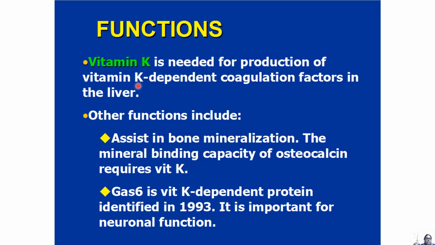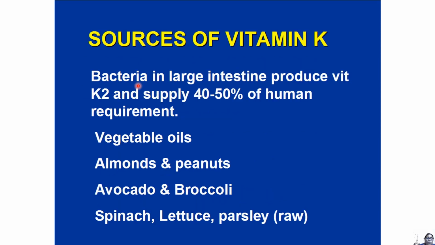Other functions include assisting in bone mineralization. The mineral binding capacity of osteocalcin requires vitamin K. Okay, and Gas6 is also a vitamin K dependent protein identified in 1993. It's important for neuronal function. So what are the sources of vitamin K? So bacteria in the large intestine produce vitamin K2 and supply 40 to 50% of human requirement. Okay, dietary sources include vegetable oils, almonds and peanuts, avocado, broccoli, spinach, lettuce, parsley, etc.